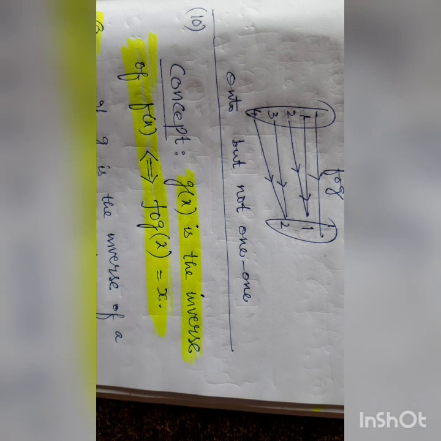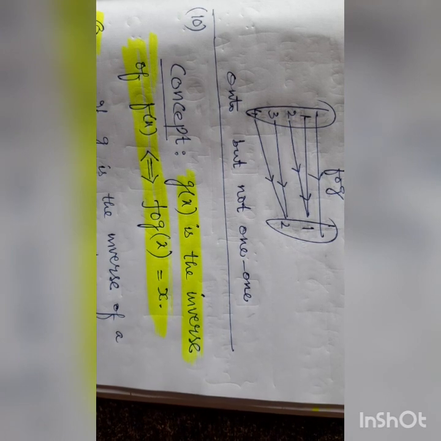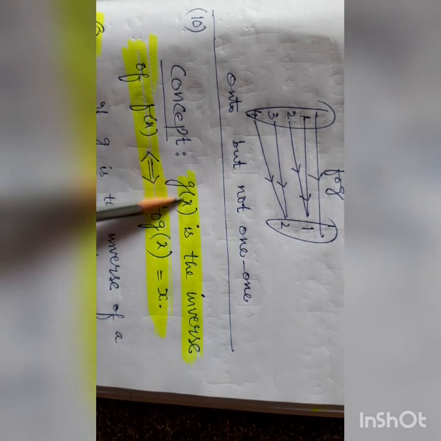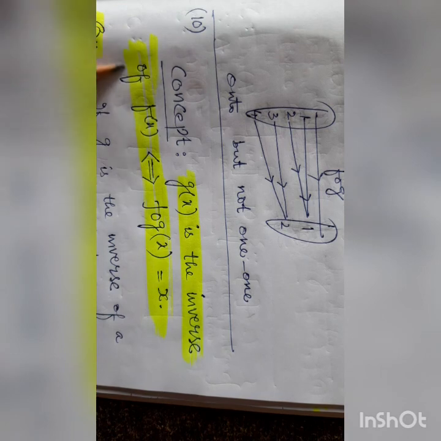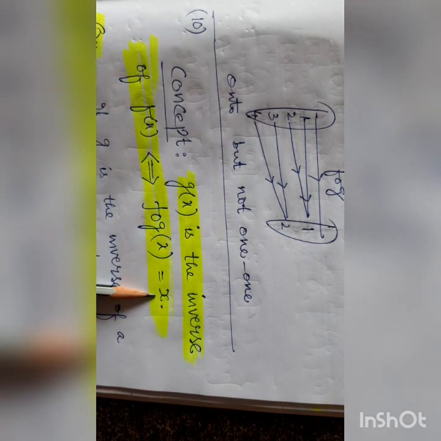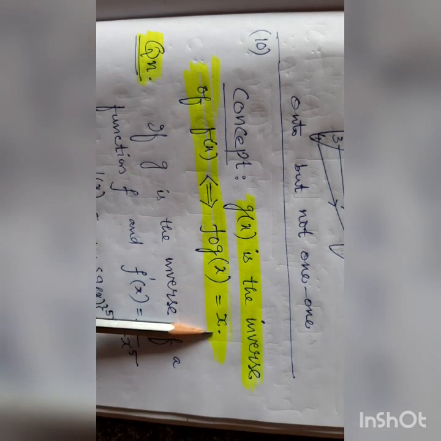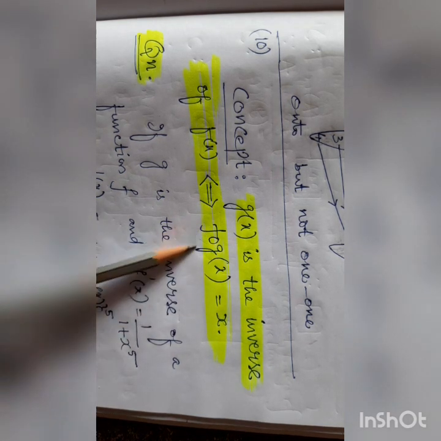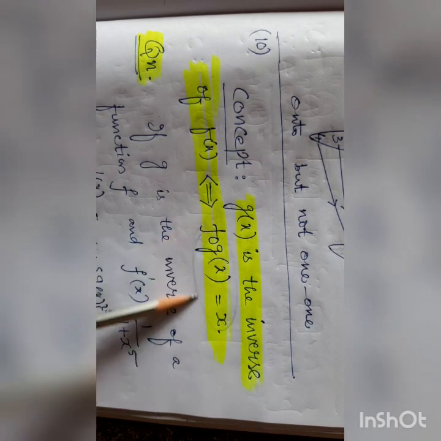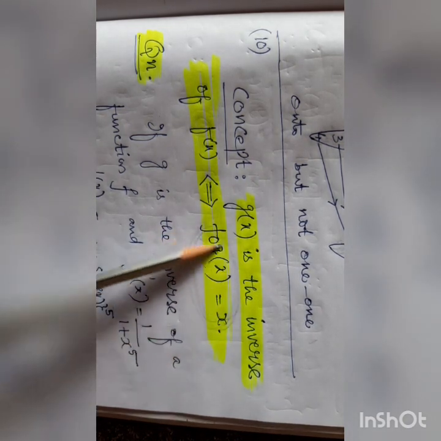If g of x is the inverse of f of x, then f circle g of x equals x. It is a very, very important conceptual, theoretical principle. So f circle g of x equals x means nothing but g of x is the inverse of f of x. For that we can write this as one formula.